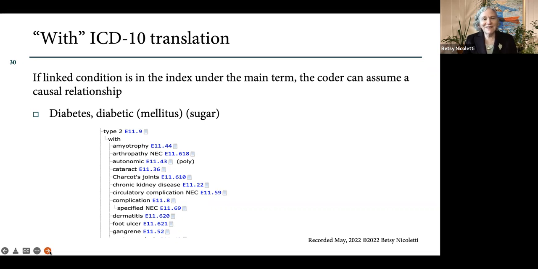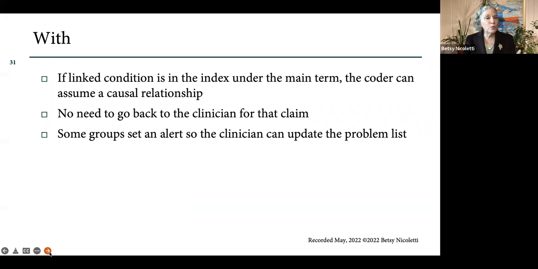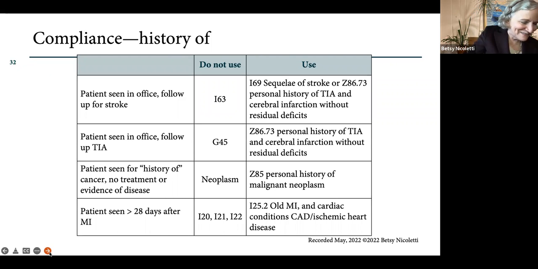Now, this assumes that we have a coder looking at those two assessments. Often it is the clinician themselves, and we as coders aren't going behind them and coding every single encounter. So linked with: if a linked condition is in the index under the main term and you have someone looking at the diagnosis codes, the coder can assume a causal relationship. You don't need to go back to the clinician for that claim. Some groups set an alert so that the clinician can update the problem list. So next time it'll be done.